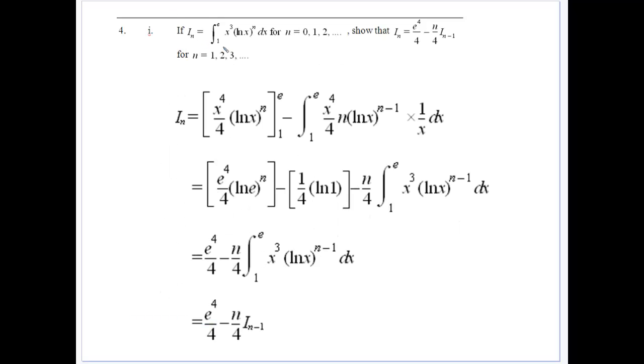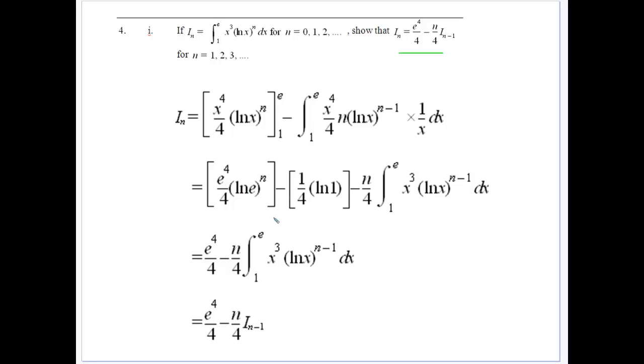So question 4. This time our function is x cubed natural log of x to the power of n, and it should come down to this expression. So we integrate our first, leave our second, and integrate our first, derive our second. So we're able to see that we can do our substitution of e and 1. And we get to this point where we get e to the power of 4.